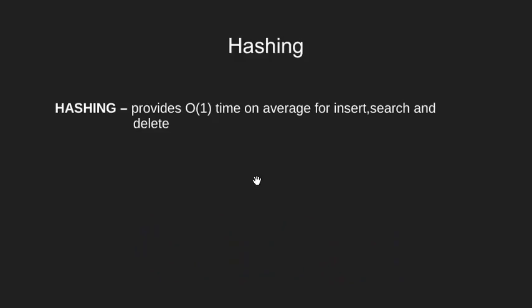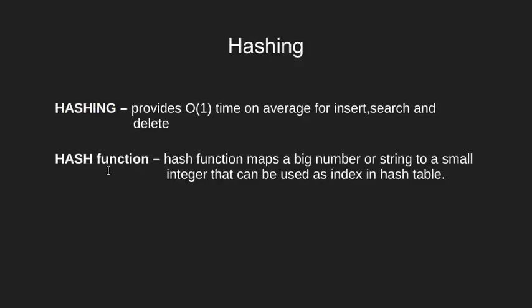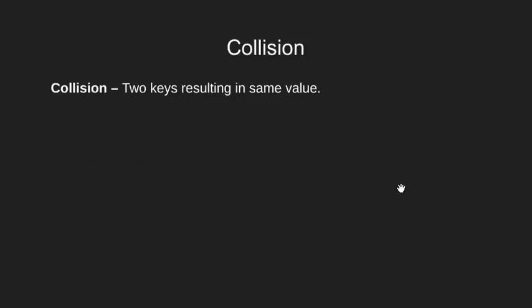Let's take a few of the concepts we discussed in the previous video. Hashing. It is basically a technique used to index and retrieve items in a database in a reasonable amount of complexity. Hash function. This function maps a bigger string into a smaller one, which is now used as an index in our hash table. Next, we also discussed collision.